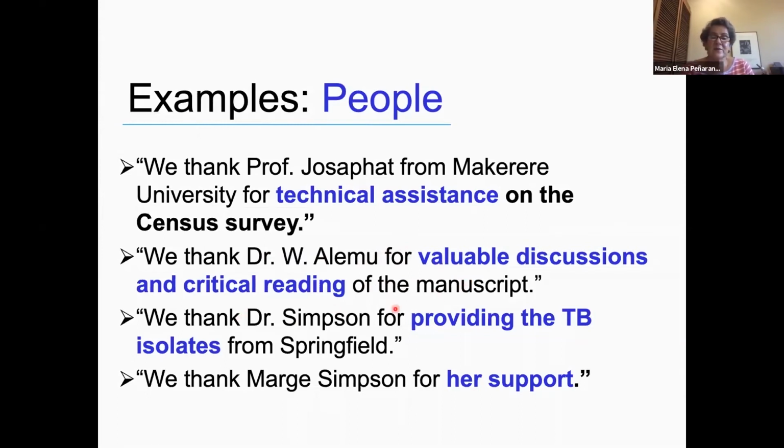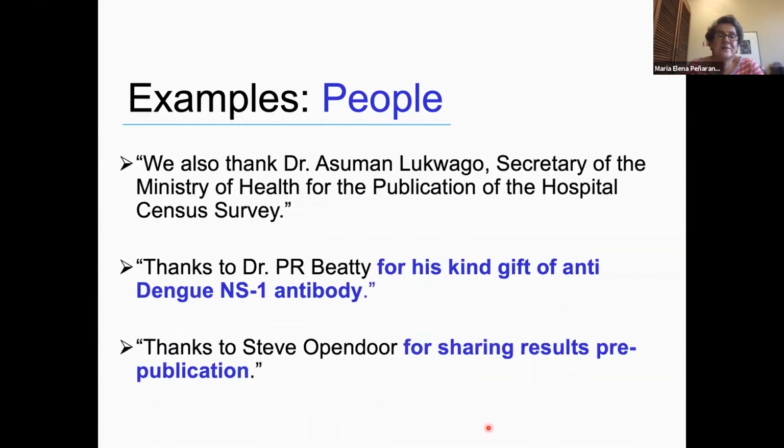We thank Dr. Simpson for providing the TV isolates. So that's what I was saying. We thank people that gave us isolates, and we thank Marge Simpson for her support. So people that are just being so supportive. Some people thank their dog and their wife and their family or God, but I don't think this is very scientific. We're just thanking people that directly helped us with samples, data, analysis, thought.